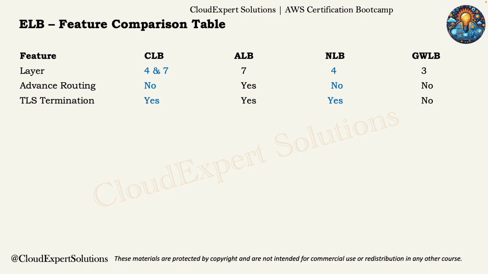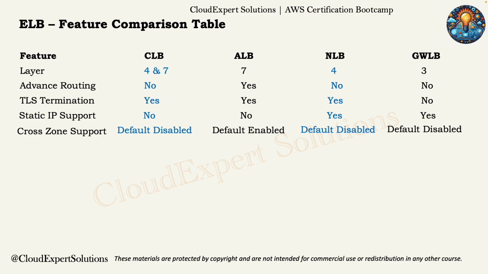In terms of TLS termination, Classic Load Balancer, Application Load Balancer and Network Load Balancer support TLS termination. Gateway Load Balancer always passes through the request and it does not support TLS termination. In terms of static IP support, only Network Load Balancer and Gateway Load Balancer support static IP, the other two do not. When it comes to cross-zone support, for Classic Load Balancer, it is disabled by default. For Application Load Balancer, it is always enabled by default. Network Load Balancer and Gateway Load Balancer, that is disabled by default.